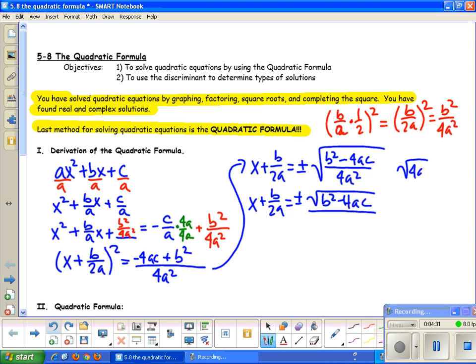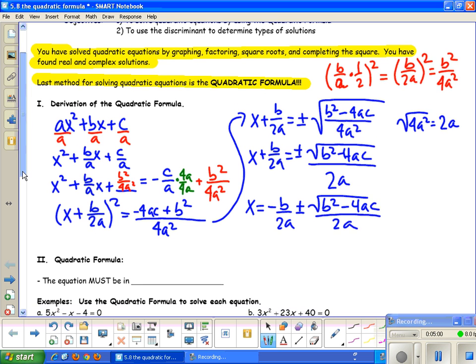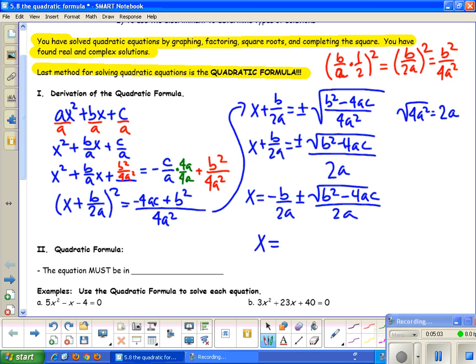So the square root of 4a squared is really equal to 2a, so I'm going to put that here. And then the last step would be to solve for x and put the b over 2a on the other side. So x is equal to negative b over 2a plus or minus the square root of b squared minus 4ac all over 2a. And since these have a common denominator, I'm going to go ahead and put it all over the same denominator. And I get x is equal to negative b plus or minus the square root of b squared minus 4ac all divided by 2a.